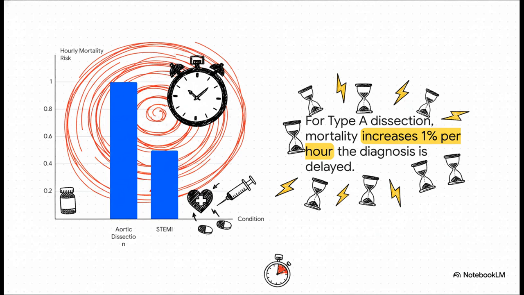For a type A aortic dissection, the risk of death goes up by about 1% for every single hour you delay the diagnosis. Think about that. While a STEMI is also deadly, we have amazing established treatments. With aortic dissection, the clock is your absolute worst enemy.